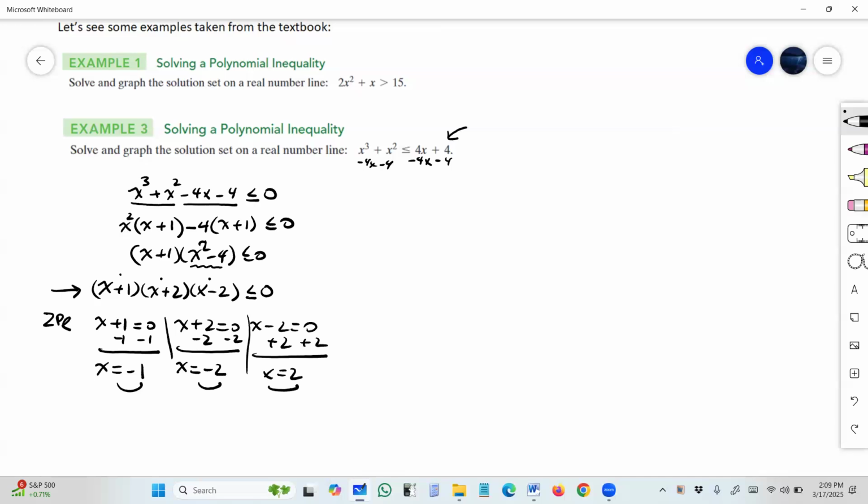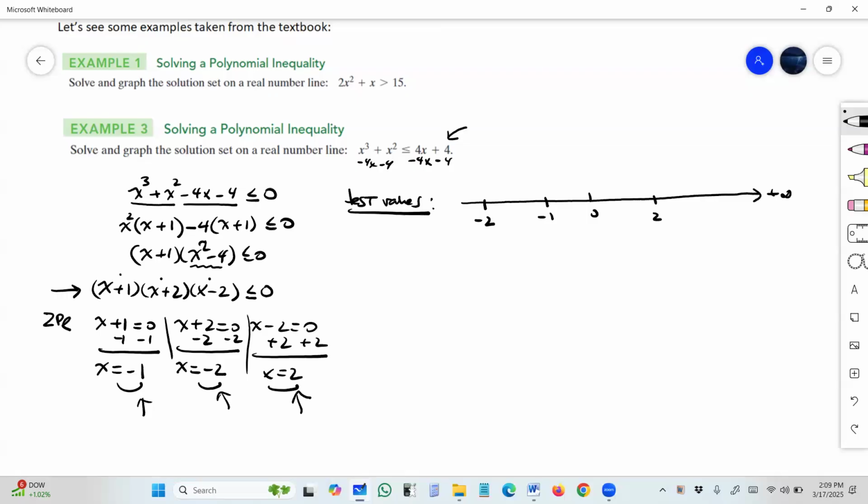All right, so this is probably the most time-consuming part, but it didn't take that long. And now I am going to test the intervals or test the values, right? For that, I need to write the real line. I'm going to put in the 0, and I'm going to put each of these roots in. All right, so -1 is here. -2 is there, and I'm going to put 2 here.